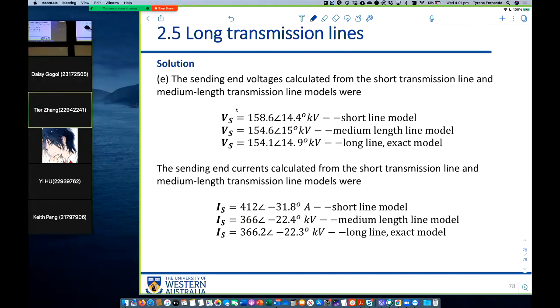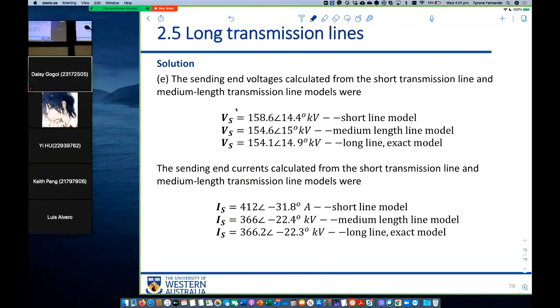And same with the currents. You can see the currents we've calculated using the medium length and the long length models are more or less the same. So that extra modification required to have a more accurate model for this 100 kilometer line is not justified, because we can do without the modification and still get the same sort of answer.